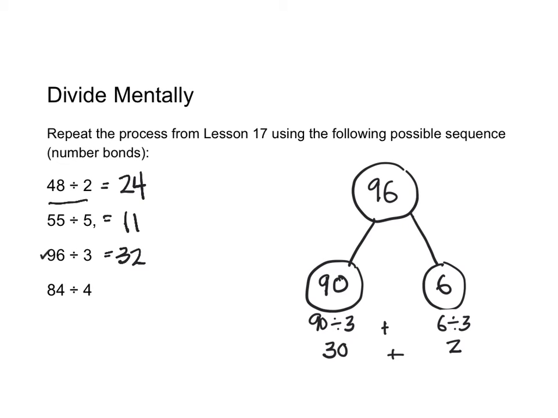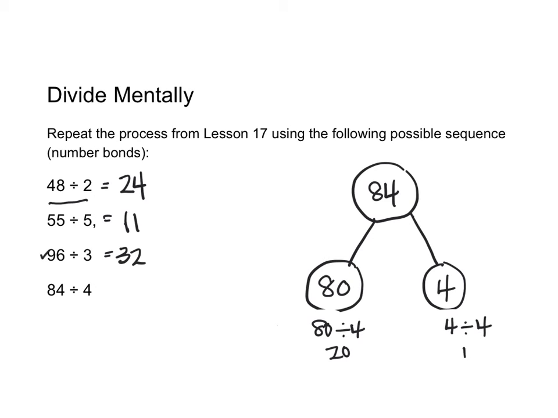And our last one here, 84 divided by 4. Again, fairly straightforward. So I want you to fill in your number bond. Put your number bond at the top there. And we're going to put 84 up there. Think about what you're going to put below and fill those in. We're going to go with 80 and 4. Well, 80 divided by 4 is equal to 20, and 4 divided by 4 is equal to 1. So when we add those together, we get 84 divided by 4 is 21.